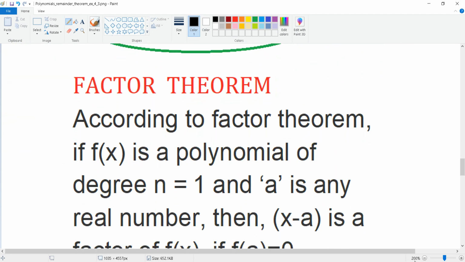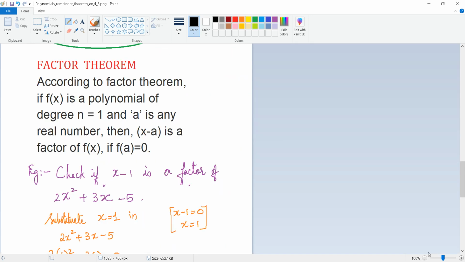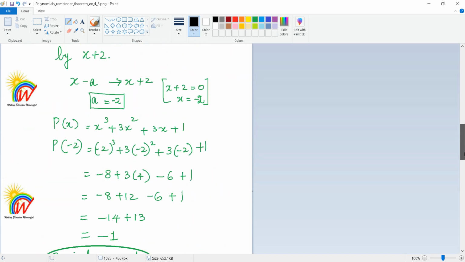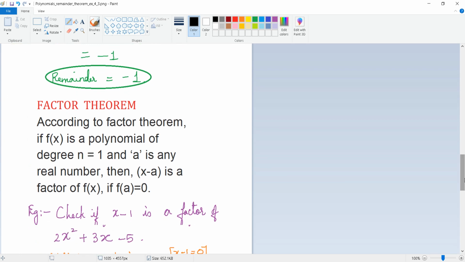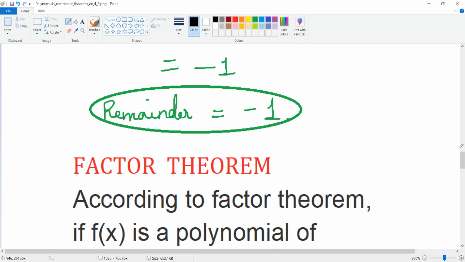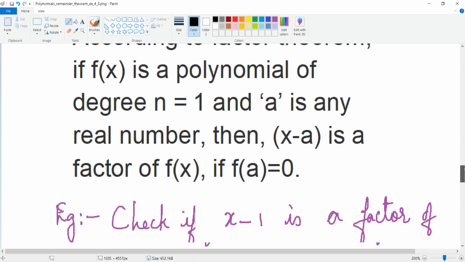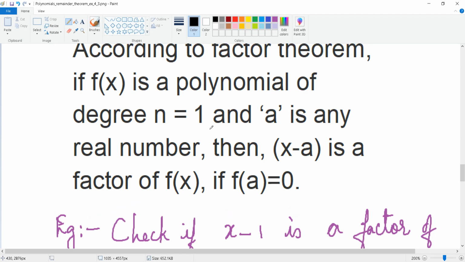Okay, let's just look at this. So factor theorem is, according to the factor theorem, if f of x is a polynomial of degree n greater than or equal to 1 and a is any real number, then x minus a is a factor of f of x if f of a is 0. We can understand this better by the remainder theorem concept itself.